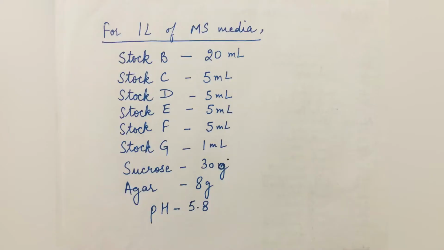As we discussed before, for making 1 liter of MS Media along with the respective amounts of nutrients, we also add a carbon source, that is 30 grams of sucrose, and a solidifying agent, that is 8 grams of agar powder. Now if you are using stocks for preparing the MS Media, we will add the constituents as listed on the screen. So we will add all these components in the respective volumes and weights as I have listed on the screen right now.